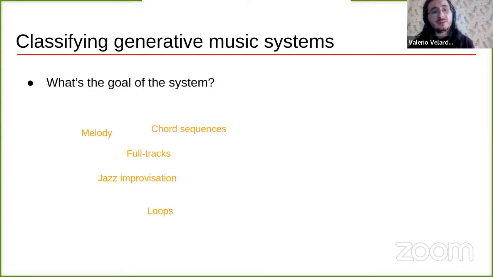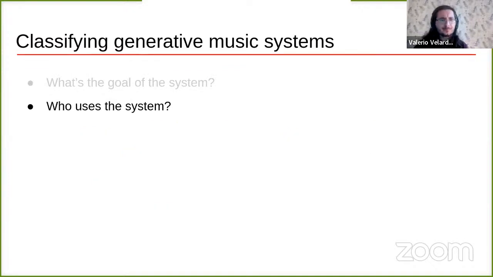So it could be for generating just melody, or for generating chord sequences, or perhaps to create an entire full track, or improvising a jazz line or blues line, or creating loops. But at the same time, the goal of the system is also in relation with the type of music that it generates, right? So you may have a system that generates music for video games, or for movies, or for ads, or absolute art music, or concert music.